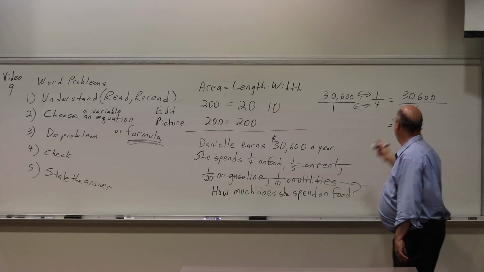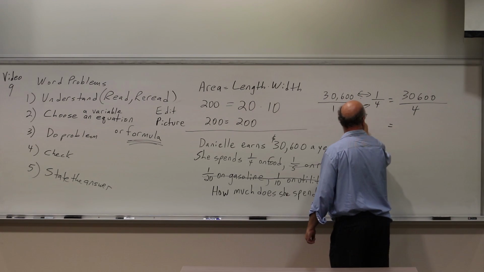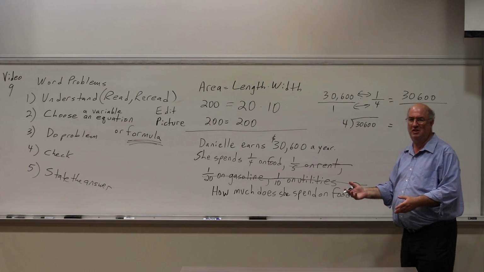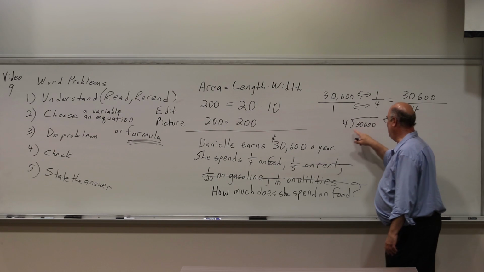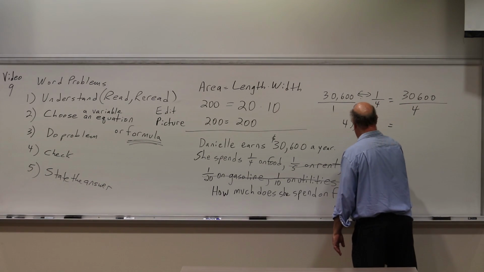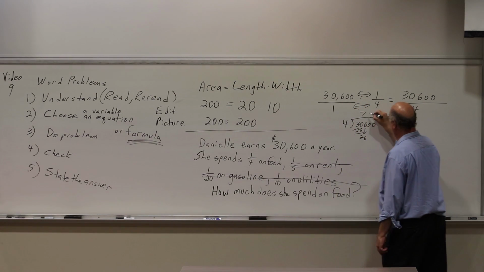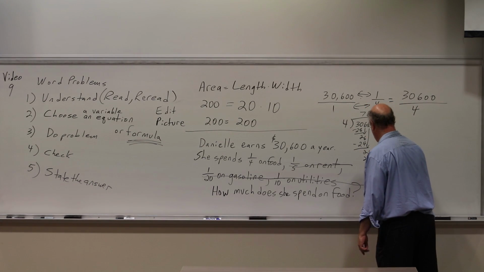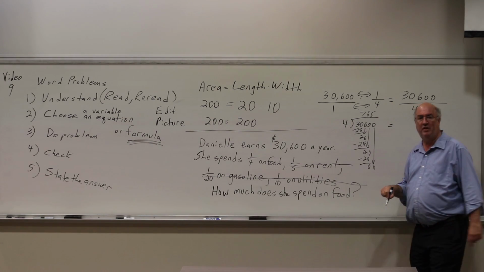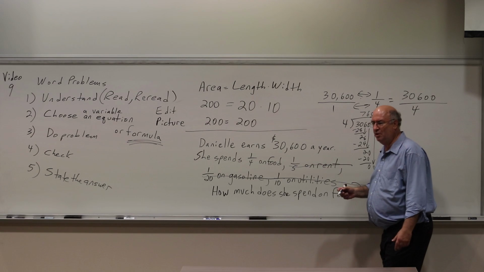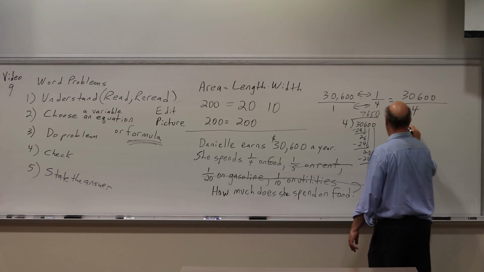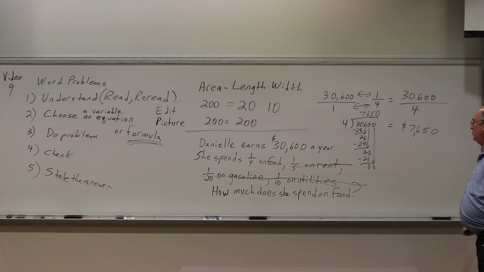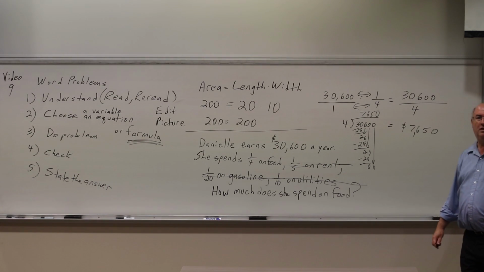I didn't do it that fast either, so we'll do it together. This is the same as 4 into 30,600. 4 goes into 3? No. Does a size 10 foot go into a size 6 shoe? No. We need something that goes in. 4 goes into 30? Yes, 7 times. Carry that down. 6 times? That works, 2. 4 goes into 20 5 times. We bring down the last digit, and 4 goes into 0 0 times. So the answer is $7,650. That's what Danielle spends in a year on food.